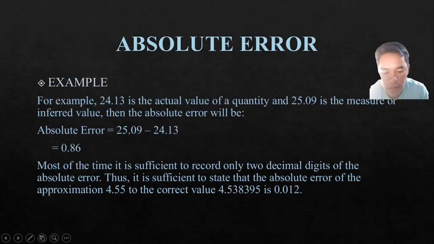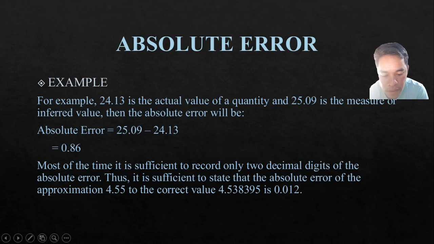Error example. For example, 24.13 is the actual value of a quantity and 25.09 is the measured or inferred value. Then the absolute error equals 25.09 minus 24.13, which is equal to 0.86.